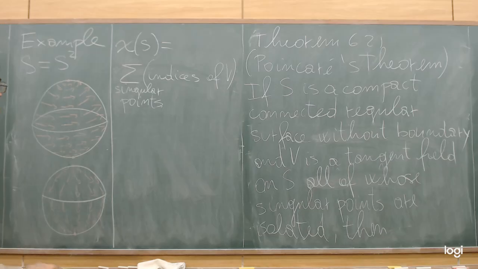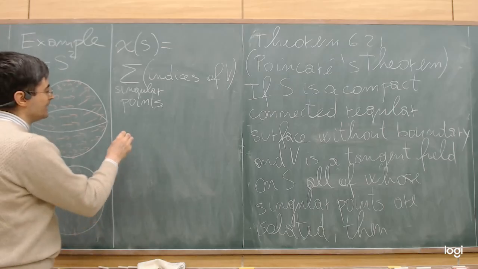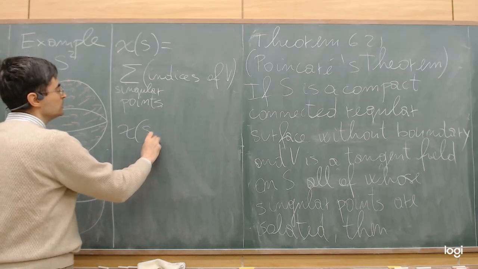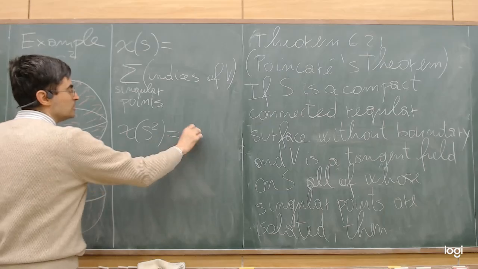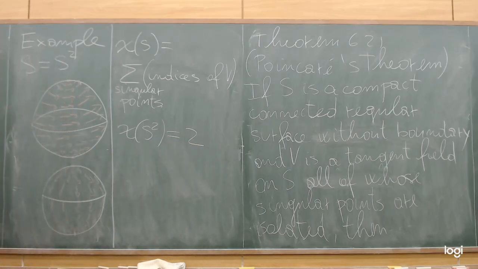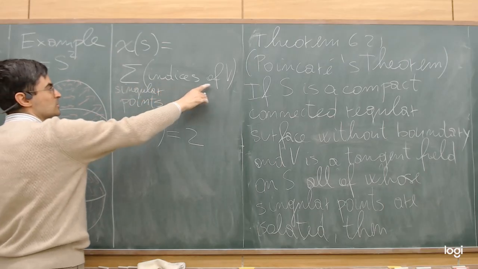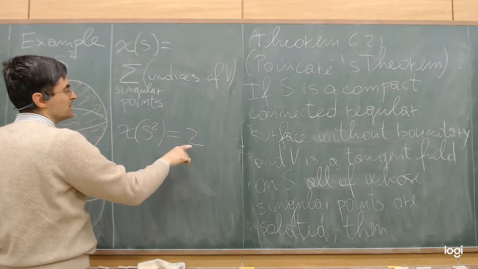So from this picture, you get again that the chi of S2 is 2, because I have a vector field in both cases having two isolated singular points of index 1. So the sum of the indices of this vector field is equal to 2.